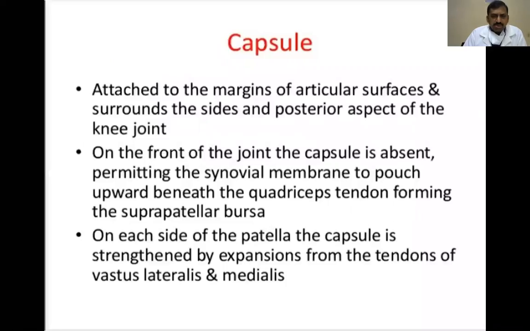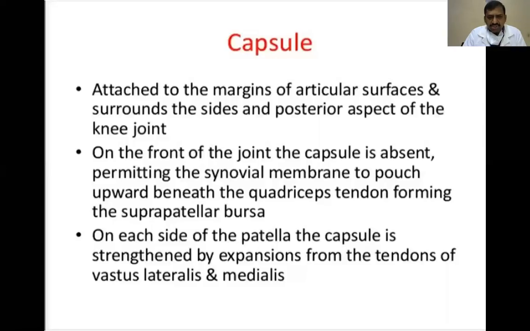First, the capsular ligament. It is attached to the margins of the articular surfaces and surrounds the sides and posterior aspect of the knee joint. On the front, the joint capsule is absent, permitting the synovial membrane to pouch outwards beneath the quadriceps femoris tendon and forming the suprapatellar bursa. The suprapatellar bursa is nothing but the outward protrusion, or pouch, of the synovial membrane of the knee joint.